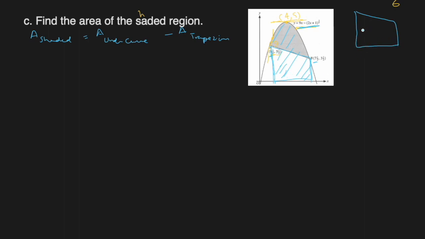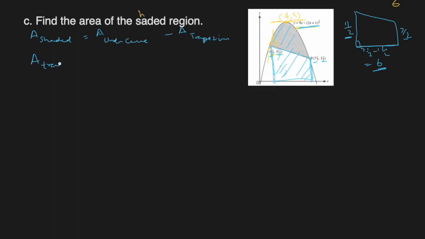So this height will be the y coordinate of point A, 5.5, which is 11/2. The height of this line will be the y coordinate of this point B, which is 7/2. And the perpendicular distance between them is the height of the trapezium. It will be 7.5 minus 1.5, which is 6. So we know the height, we know the length of two parallel lines, we can find the area of the trapezium.